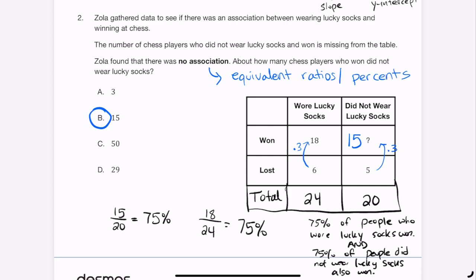Okay, none of that work is necessary. It's just a good way of checking your work. But it's a multiple choice question, so if you answer B, you get it right anyway.